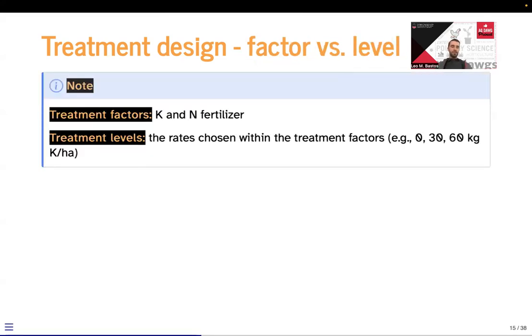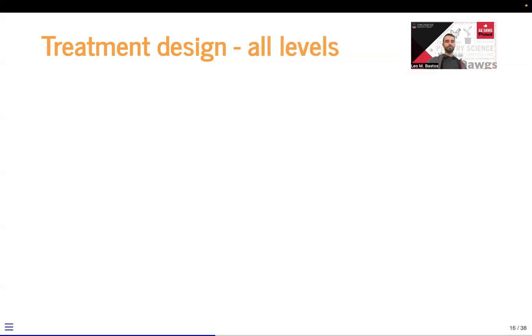And just to make a very clear distinction here that I think sometimes gets a little bit lost. When you're reading papers and they're talking about treatment factors, that's the column name if you think of a data set, right? So that's potassium and nitrogen fertilizer. And then levels are what comes under that column name. Those are the values you chose for those factors. So the 0, 30, 60, those would be levels. Treatment factors and levels are different things. I just wanted to make that point here.